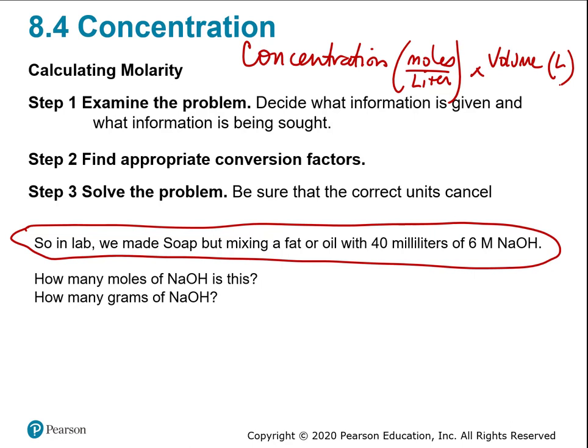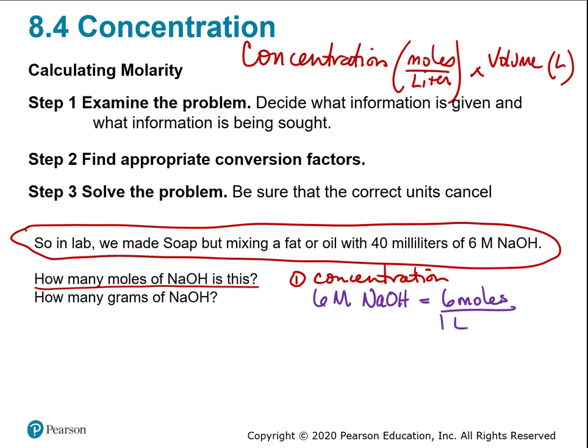So for example, in lab, we made soap, but we did it by mixing a fat or an oil with 40 milliliters of 6 molar NaOH. So the first question is, well, how many moles of sodium hydroxide is this? 6 molar NaOH, that's the concentration. So 1, figure out what your concentration is. Six capital M NaOH. And what is this going to mean? Take the M and convert it to what it means. It's going to equal 6 moles over 1 liter of solution.